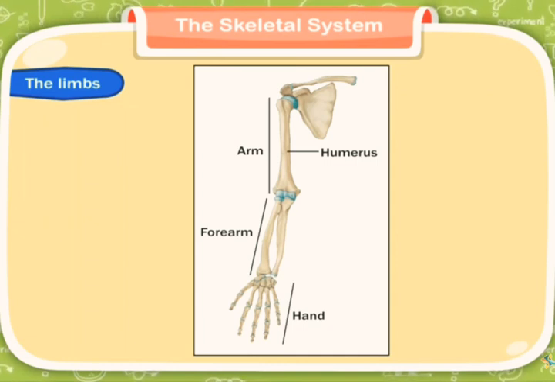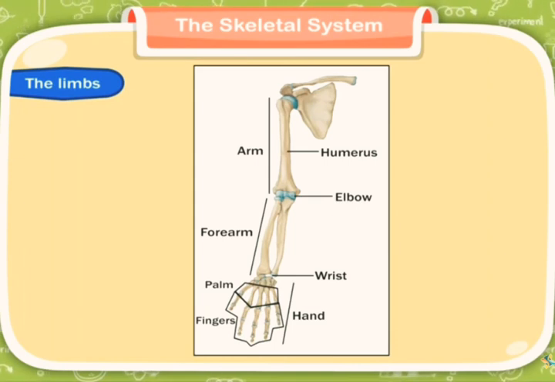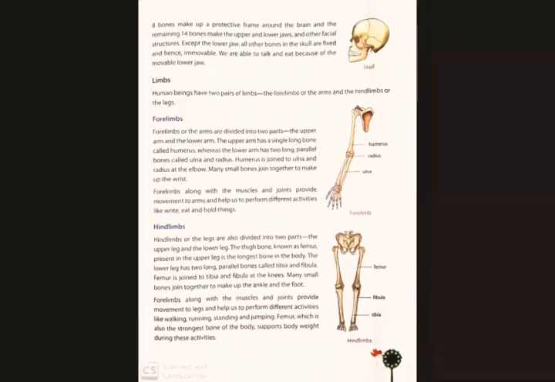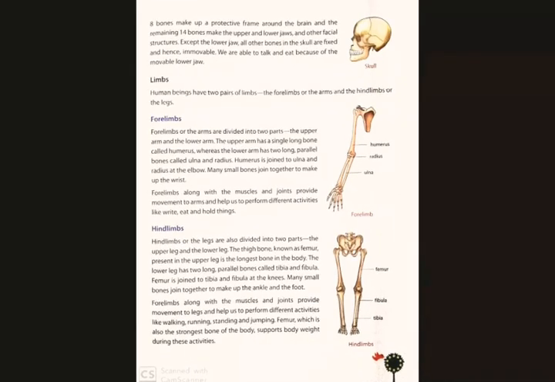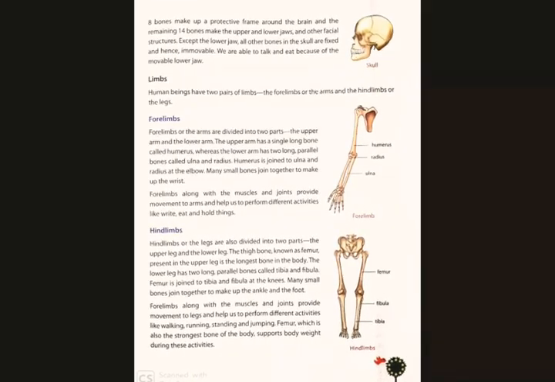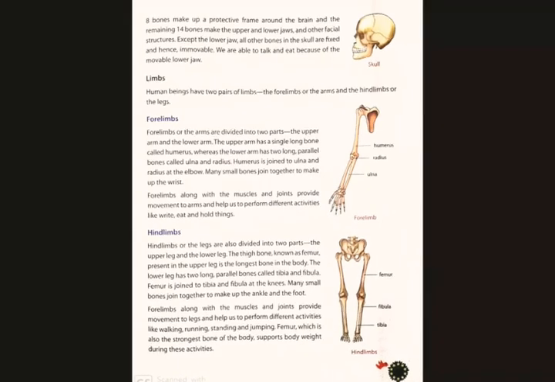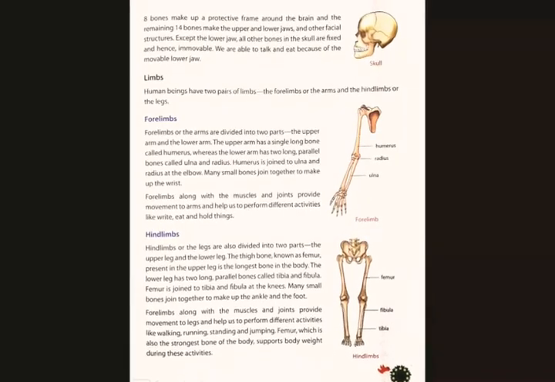The forearm is the region between the elbow and the wrist. It consists of two long bones connected firmly to the humerus. The hand consists of three parts: wrist, palm, and fingers. The humerus is the longest bone in our upper limb. So what we see here, human beings have two pairs of limbs. The first is fore limbs or the arms, and the second one is hind limbs or the legs.